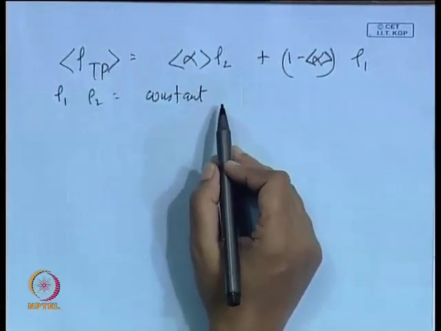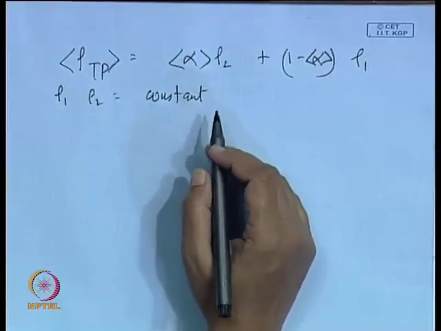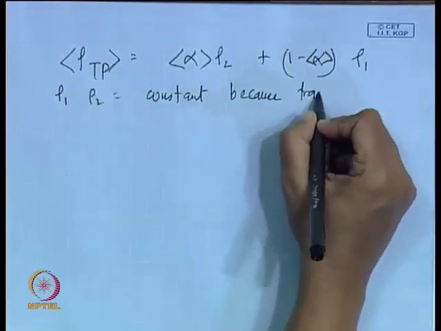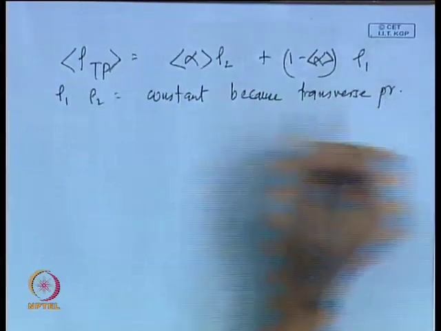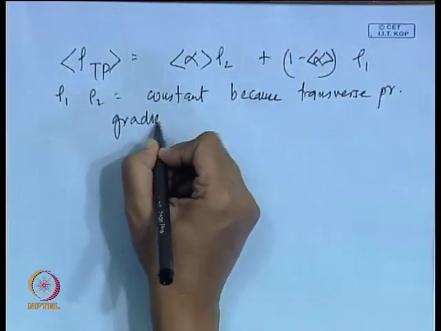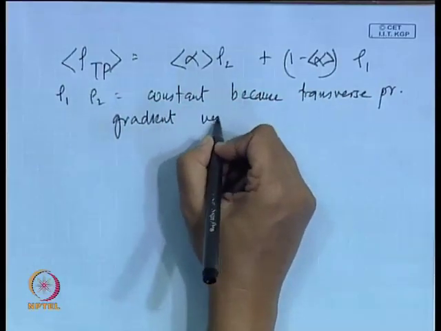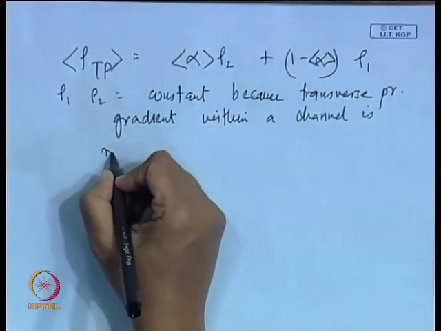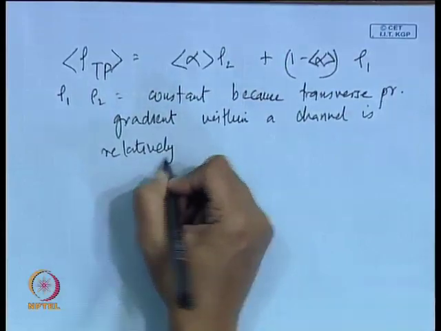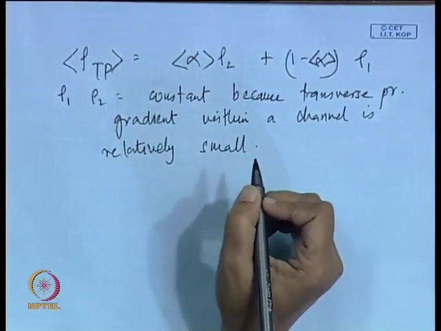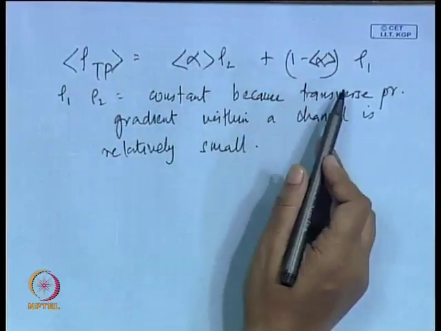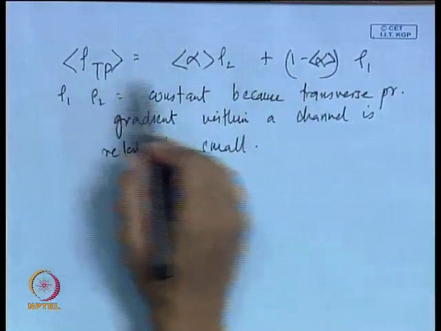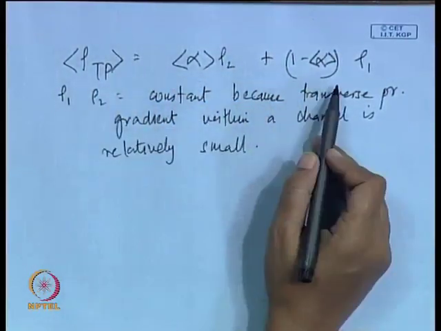And this particular assumption, remember, is a valid assumption because the transverse pressure gradient within a channel is relatively small. Therefore, rho 1 and rho 2 being constant is a reasonably valid assumption, and under that condition the mixture density, the correct expression, is in this particular form.